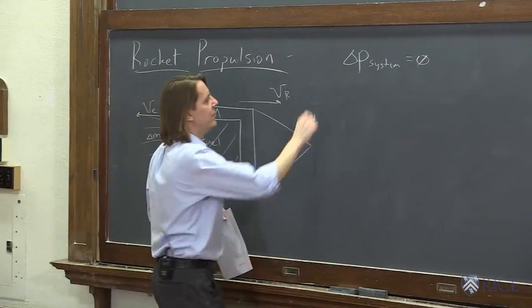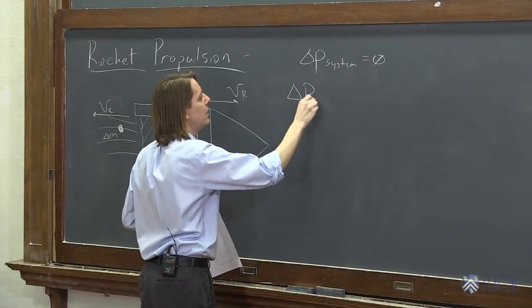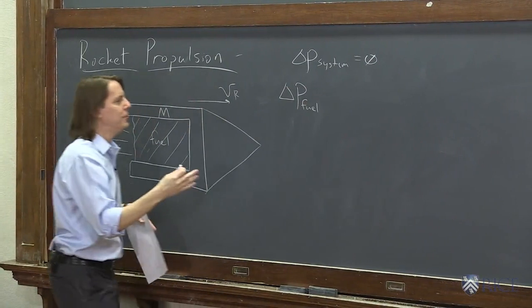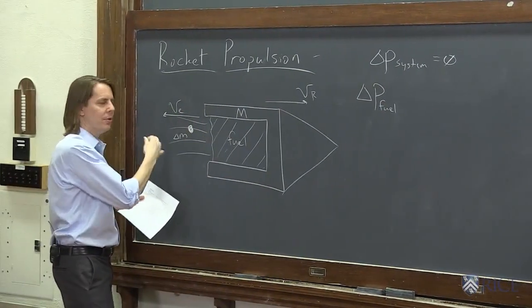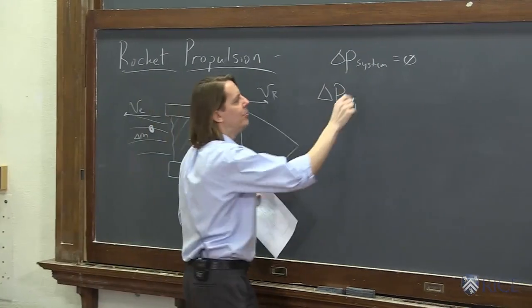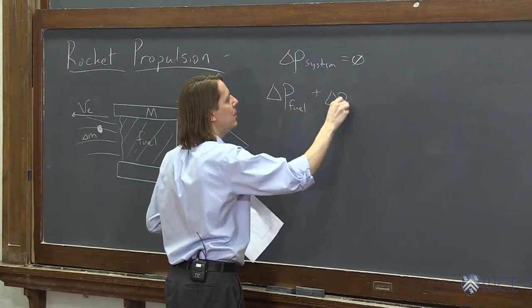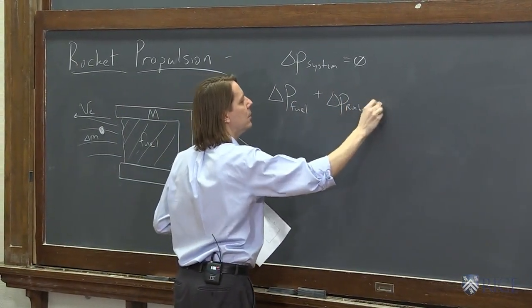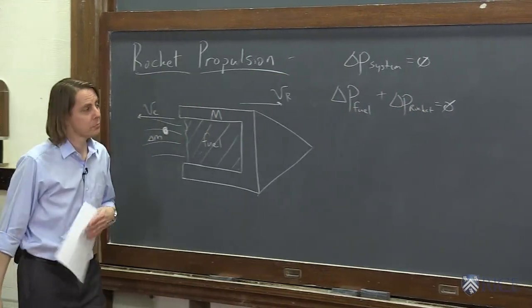If that's the case, then delta P of the fuel, and when I say the fuel, I mean the fuel that's getting kicked out. The fuel that's in the rocket is still considered part of the rocket. The fuel flying out plus delta P of the rocket also has to equal 0.